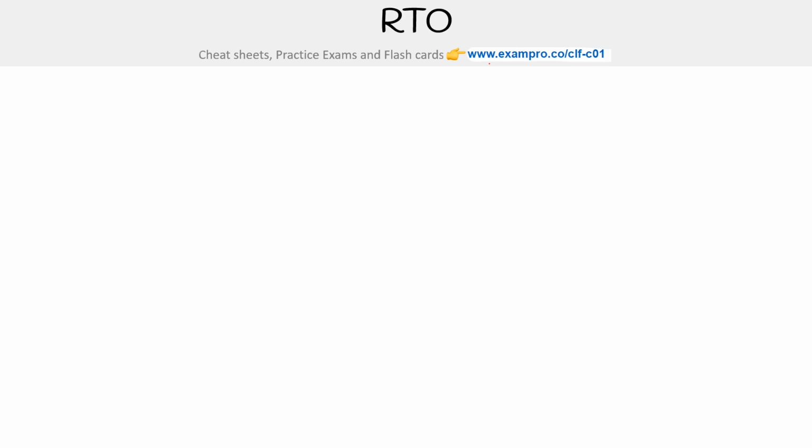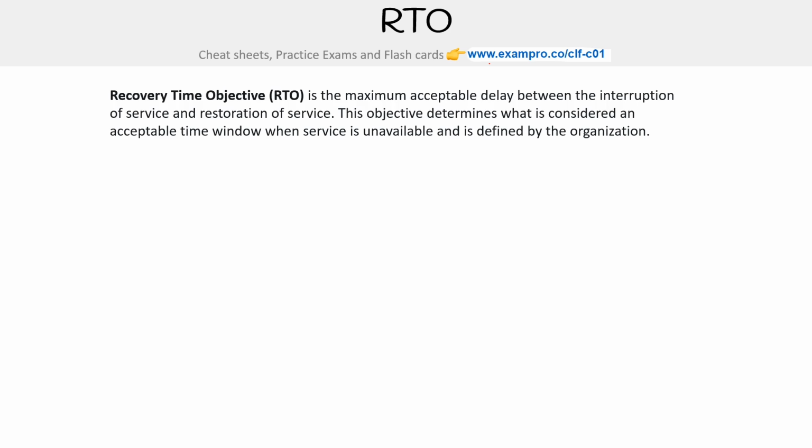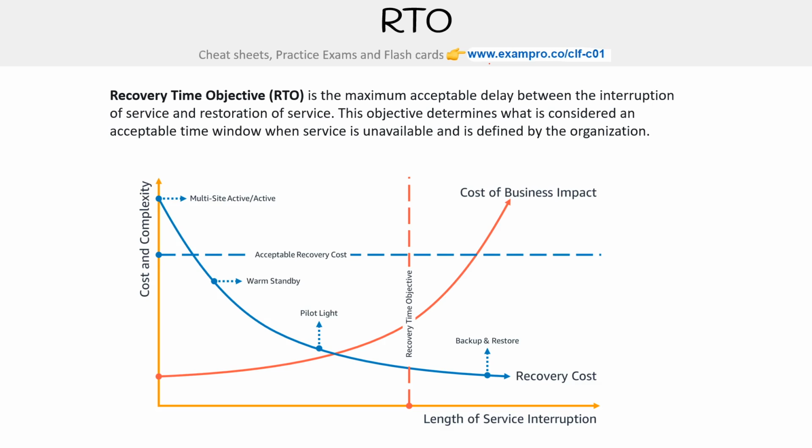So we already defined RTO, but let's redefine it again based on what AWS describes in their white paper and just look at how it maps against the disaster recovery option. So recovery time objective is the maximum acceptable delay between the interruption of service and restoration of service. This objective determines what is considered an acceptable time window when service is unavailable and is defined by the organization. And so this is the diagram found in the white paper.